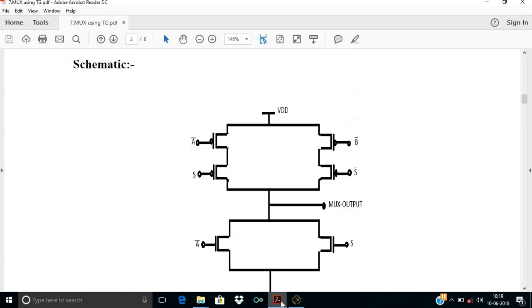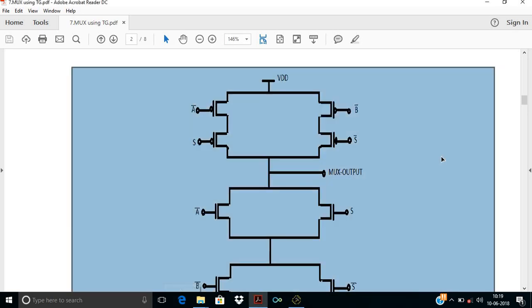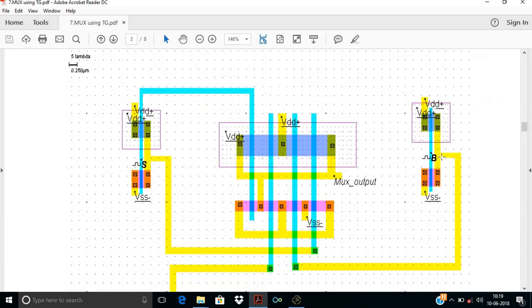Now to generate the A bar, B bar, and S bar, we require three inverters. Now let's see how to make the connections and complete this. We have to put these three inverters. Here we draw one inverter, then the output of the S inverter, S bar, is connected to the S bar line. These are the A bar and B bar. This is the A and this is the B.